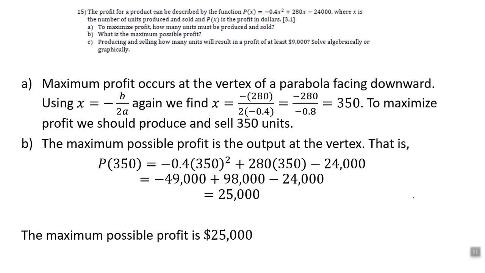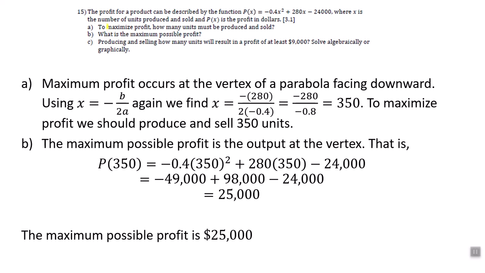All right. Number 15. The profit for a product can be described by the function p of x equals negative 0.4 x squared plus 280x minus 24,000, where x is the number of units produced and sold and p of x is the profit in dollars. Again, a word problem to start us out. So we're going to try to answer with words as we finish it. Part A, to maximize profit, how many units must be produced and sold?